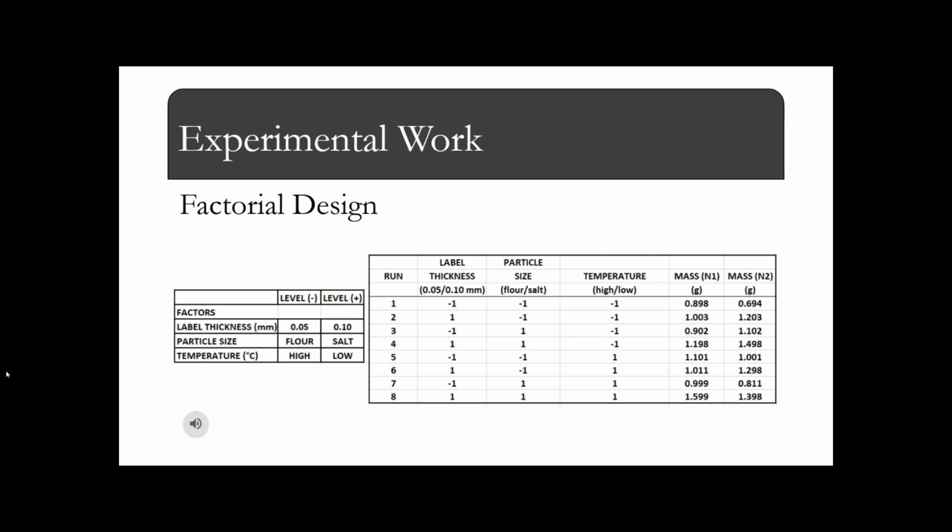The three factors are label thickness with a high of 10 millimeters and a low of 5 millimeters, particle size with a high of salt particle size and a low of flour particle size, and temperature with a high of 10 seconds at a high power setting inside the microwave, and a low of no microwave exposure at all.